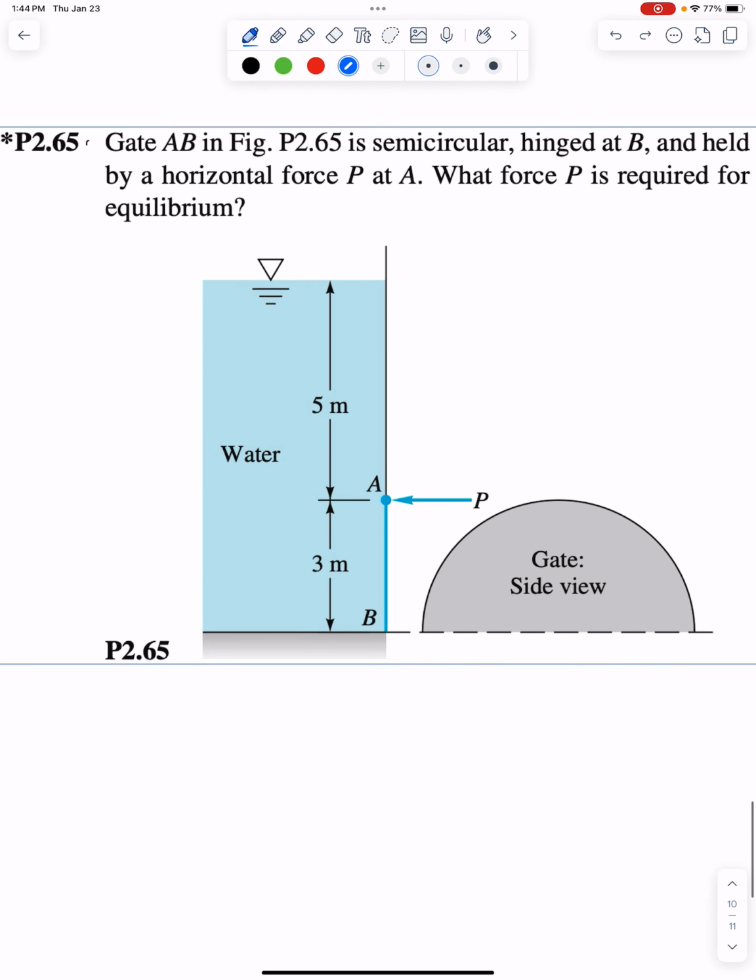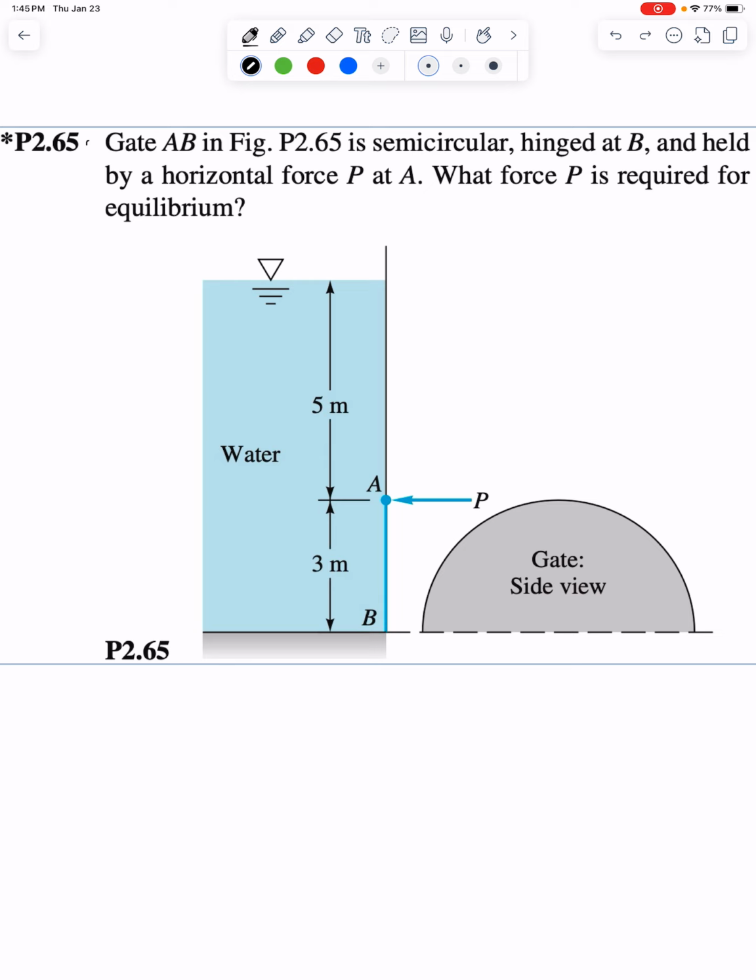So similar problem, once again, we have a reservoir with water in it, and there's a semicircle gate sitting at the bottom, and due to the water sitting in the reservoir, it's applying a pressure force on all the surfaces. The gate experiences that force and it wants to open, right? However, there's a force P being applied at A, holding the gate shut. Otherwise, the water would spill out.